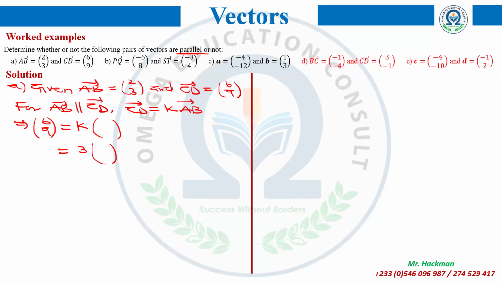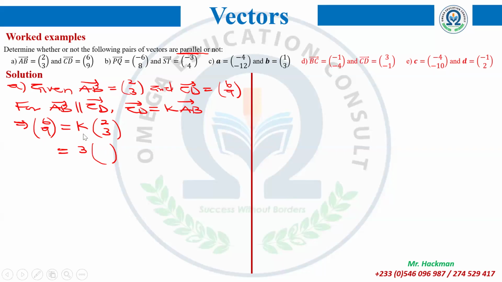Are you able to write your vector CD to be equal to K times your vector AB? And what is your vector AB? Your vector AB is 2, 3. Is that clear? Is that okay? Yes.